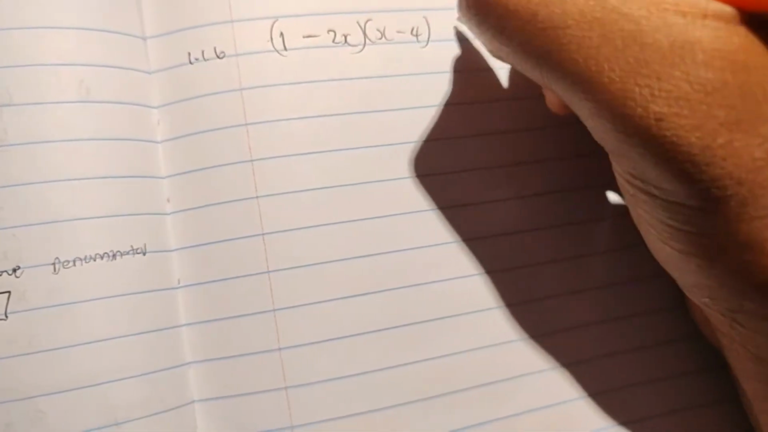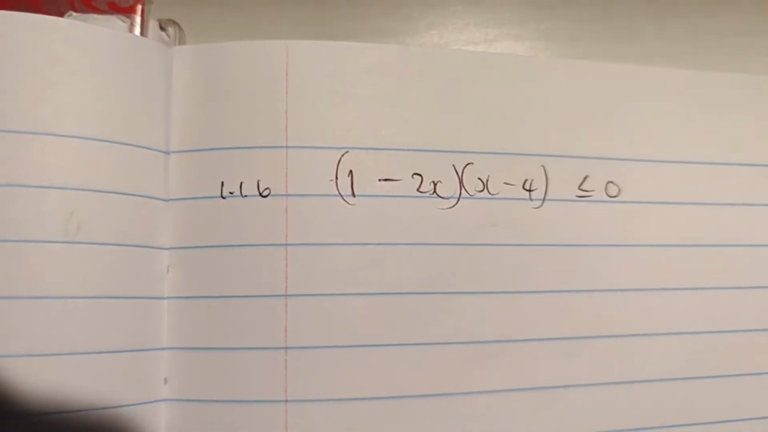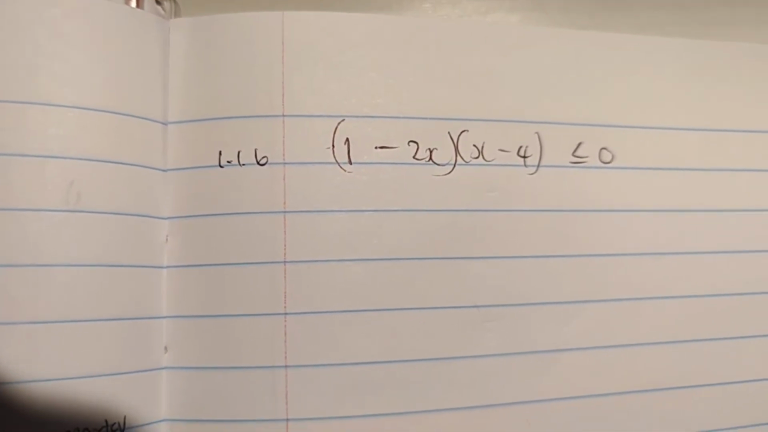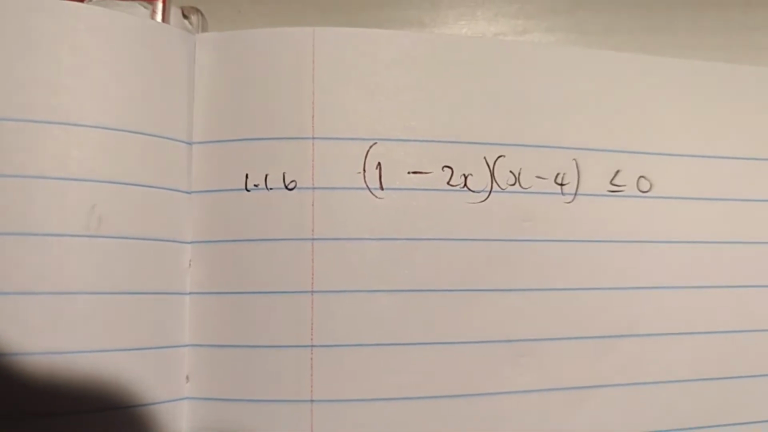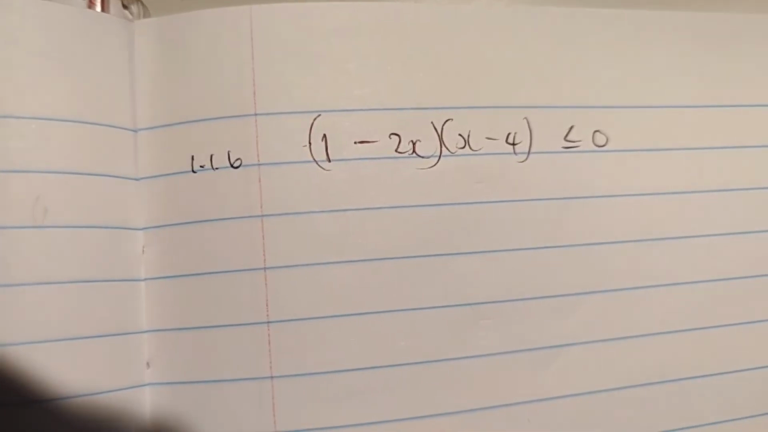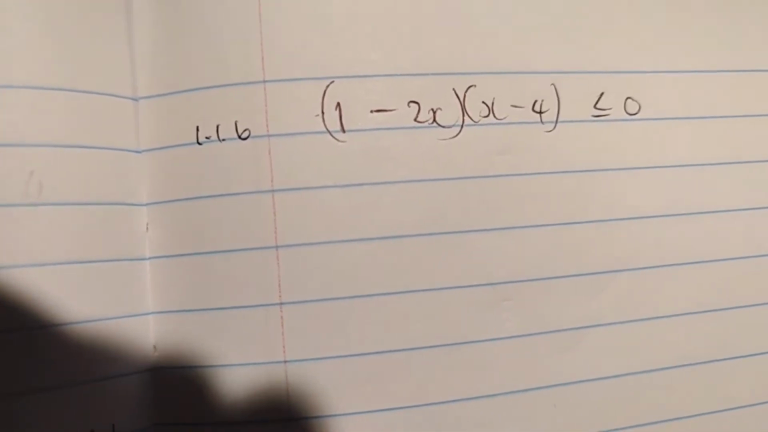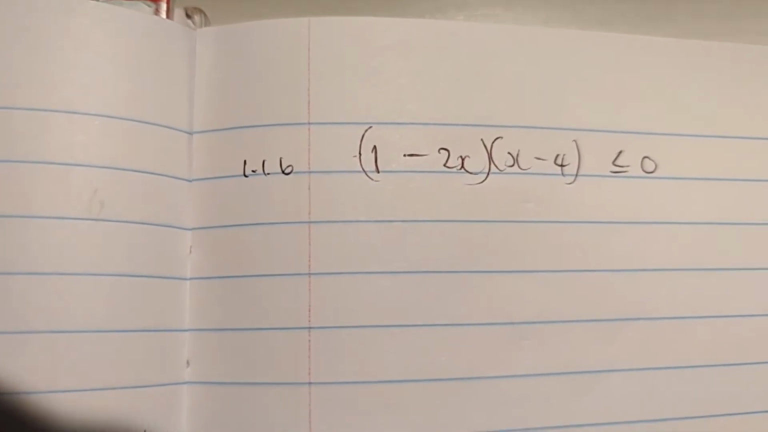1 minus 2x into x minus 4 less than or equal to 0. This is an inequality, right? And it is quadratic in nature. Now, guys, I just need people to be careful with these inequalities. Okay, very careful. When you answer inequality questions, be very careful.